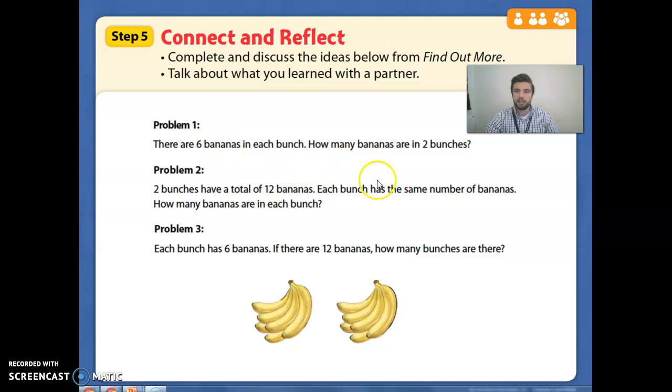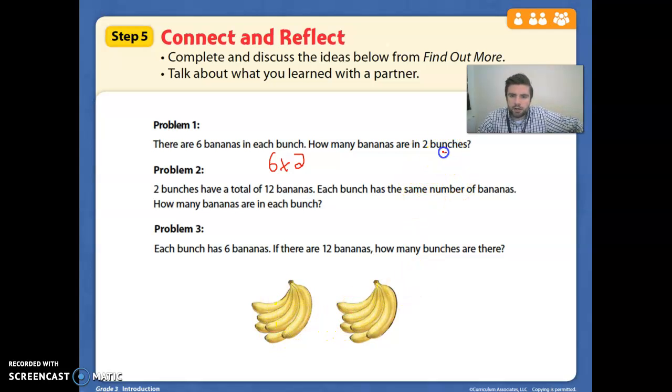So our multiplication equation for this would be 6 times 2. Now for this you could use a number line, or you could use a picture. I think I like the picture a little better. And they actually give us a picture down here.